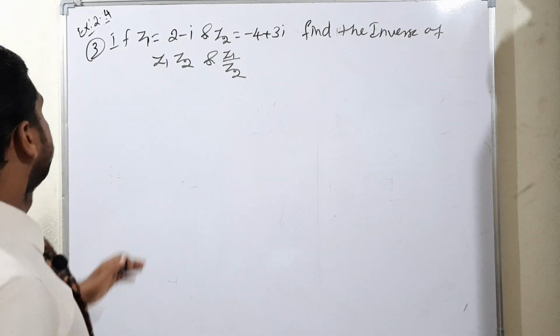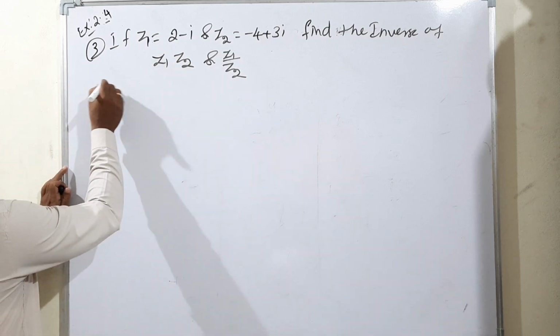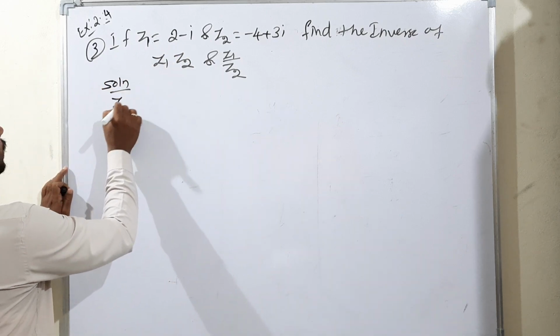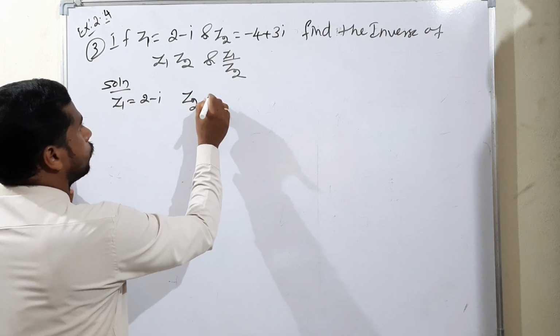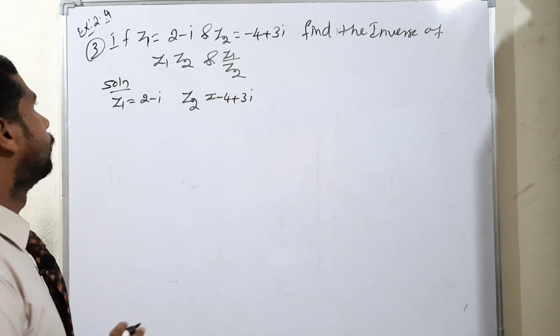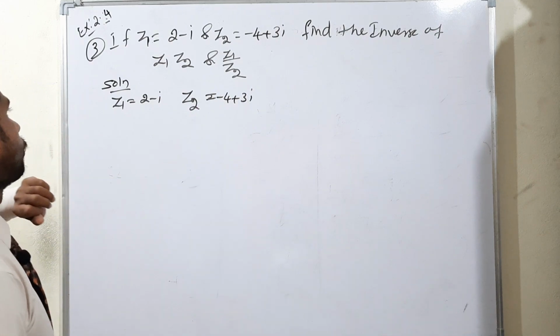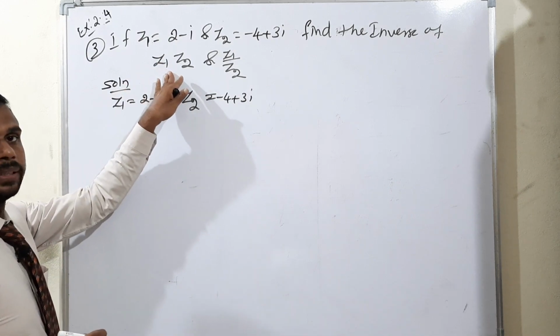So, what is the question? Question number 3: if Z1 is equal to 2 minus i, and Z2 is equal to minus 4 plus 3i, find the inverse of Z1 Z2. First we have to find the product of Z1 and Z2.